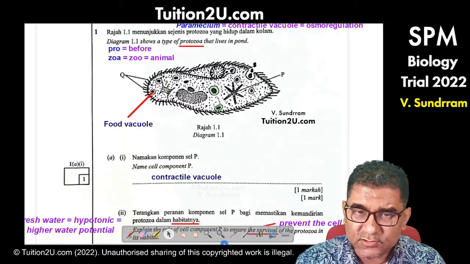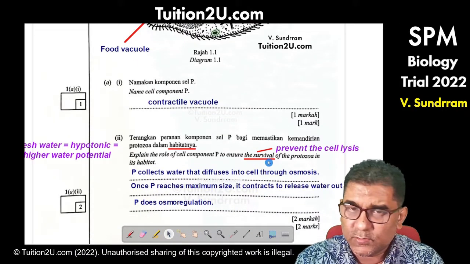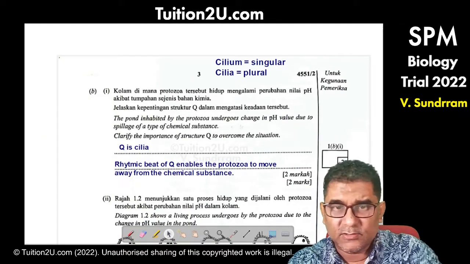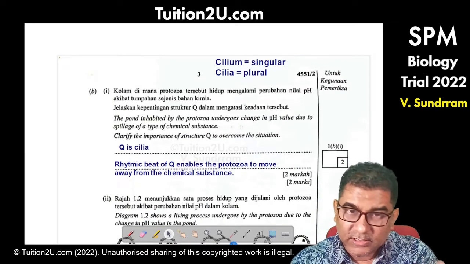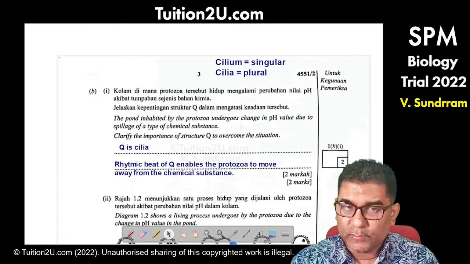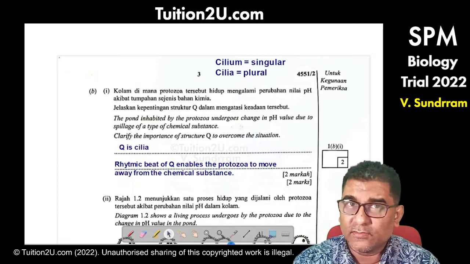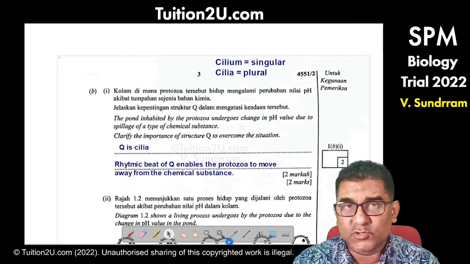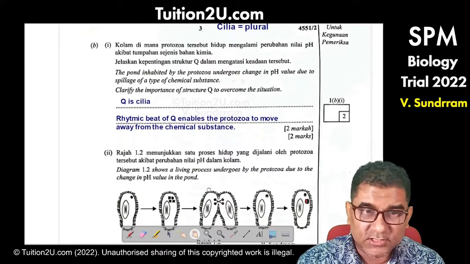The earlier sentence, you saw the word survival. So if you want, you can add it into this answer: rhythmic beat of Q enables the protozoa to move away from the chemical substance to ensure survival of the organism, of the protozoa. Done. So diagram 1.2, the next question.